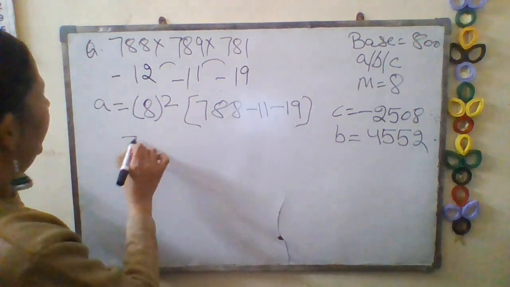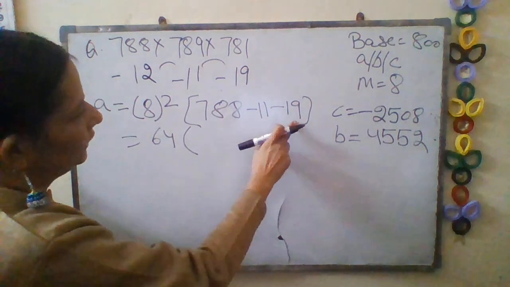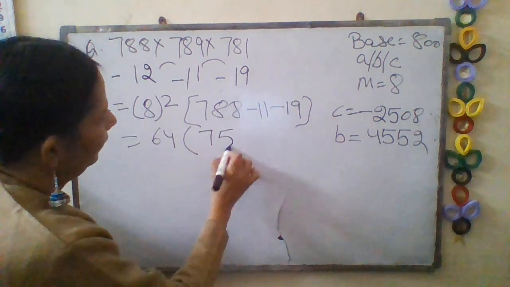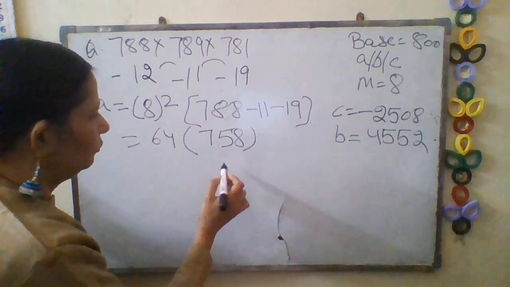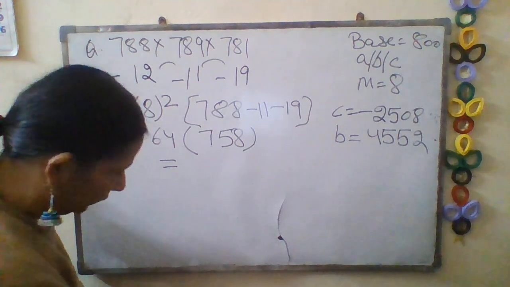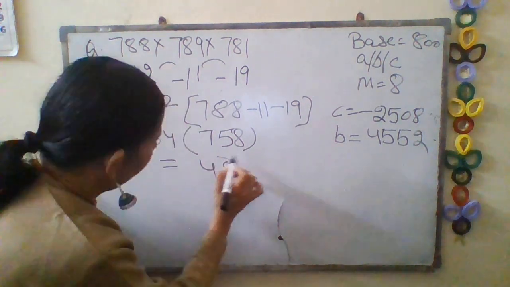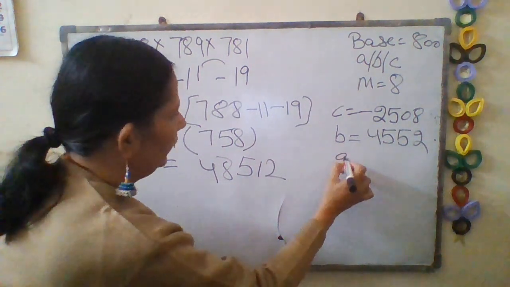Okay. So here 8 8 is 64. Then in bracket, now see, this is minus 30. In your mind you can then write down here 788 minus 30 is equal to 758. So when you solve this, I have already solved this for you. You will get here 48512. So I am going to write down the value of A here. Okay.